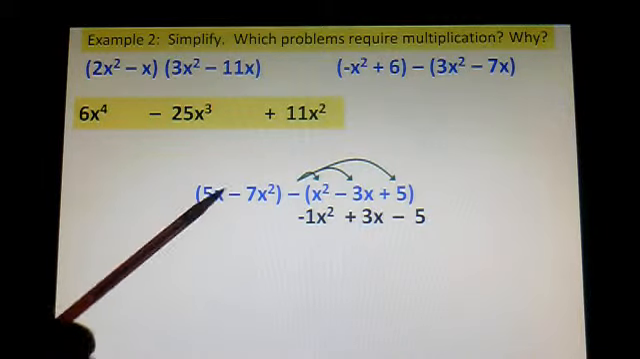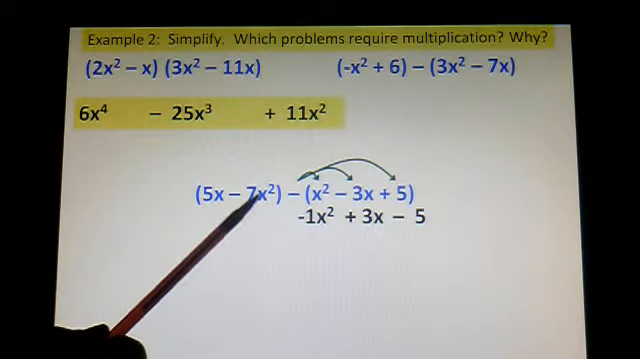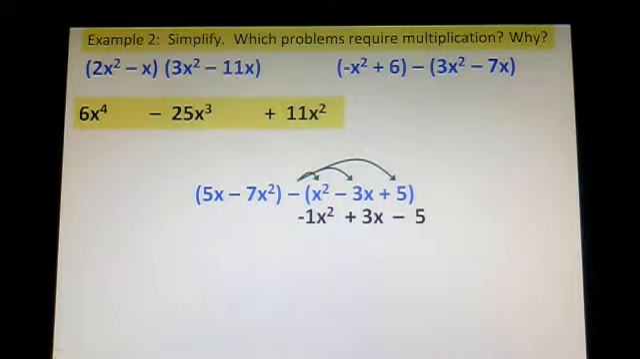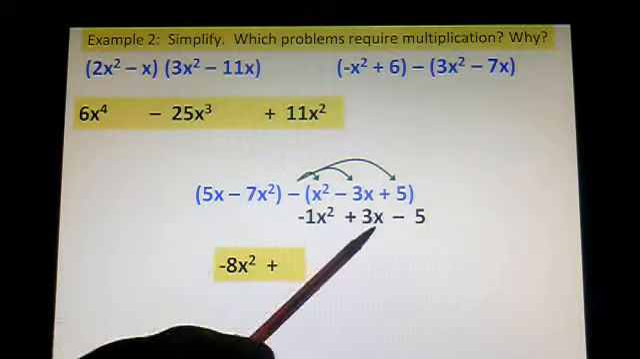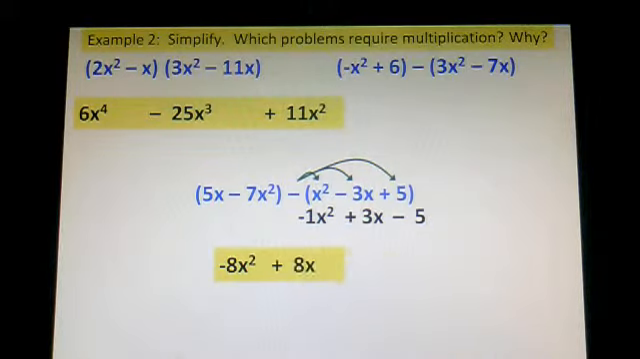5x, I'm not going to do that first. I'm going to start with the bigger exponents. Negative 7x squared and negative 1x squared is negative 8x squared. The 5x has friends with 3x, and you get 8x for that part. And the last one on there is just negative 5. It's got no friends. It's by itself. It's at the end of that trinomial.